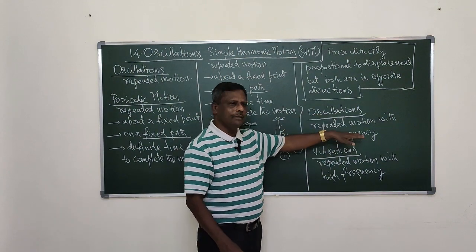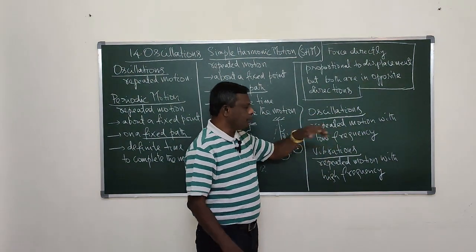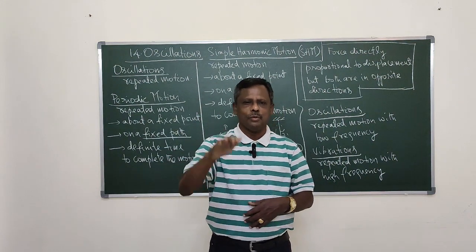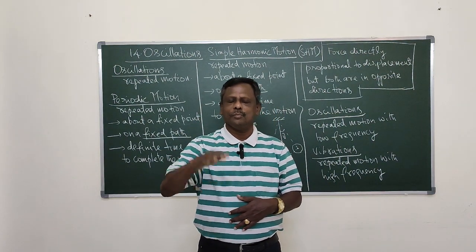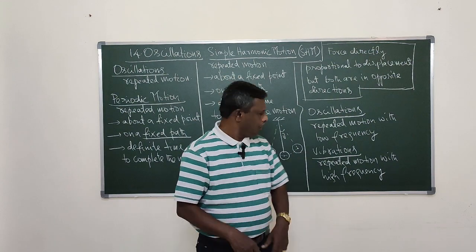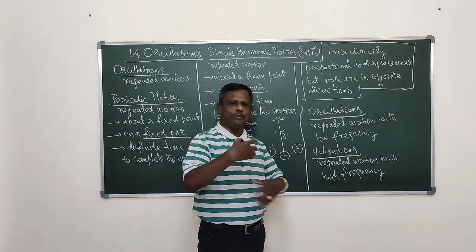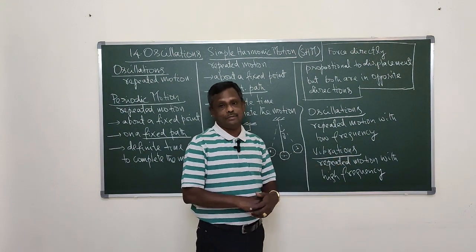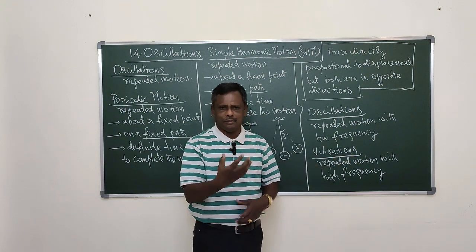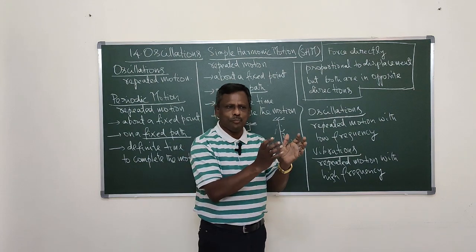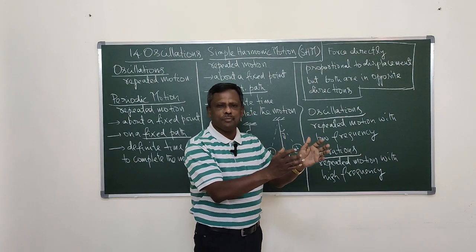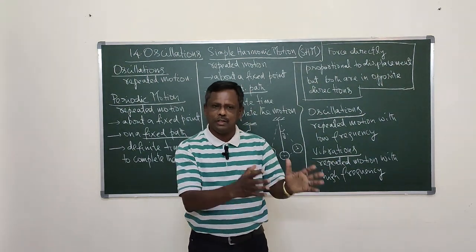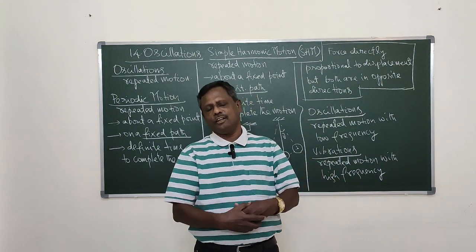Actually, what is oscillation? It is repeated motion with low frequency, a gentle motion. A gentle repeated motion we call an oscillation. Suppose repeated motion with high frequency takes place, which means a violent motion. That is called a vibration. So oscillation should be used when the repeated motion takes place gently with a low frequency, and the term vibration we use when the repeated motion takes place quite often or violently.